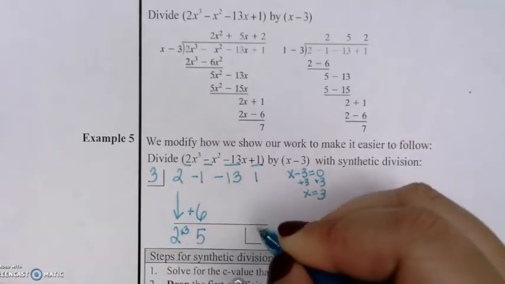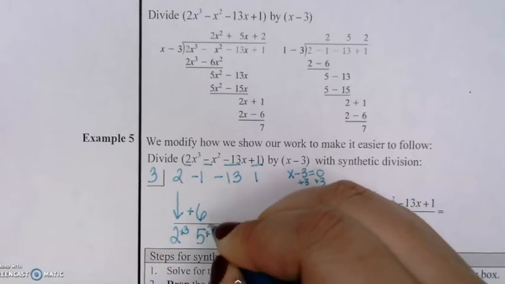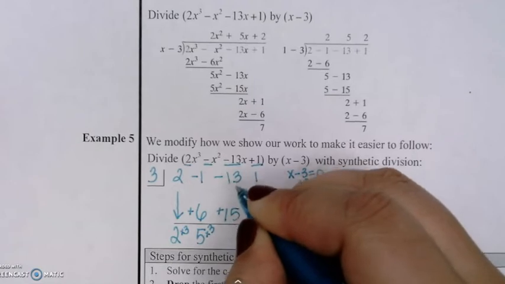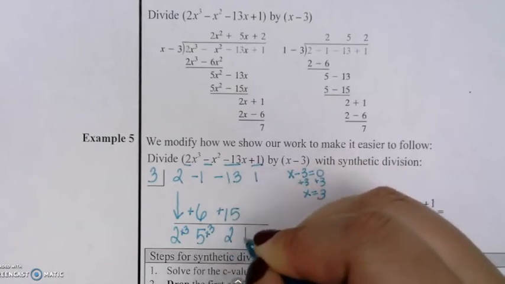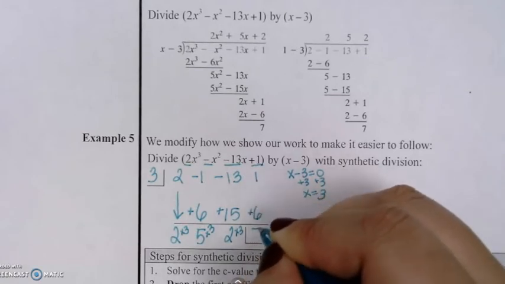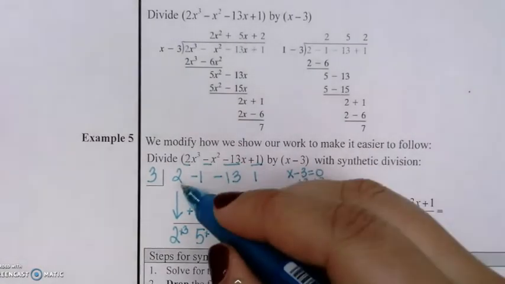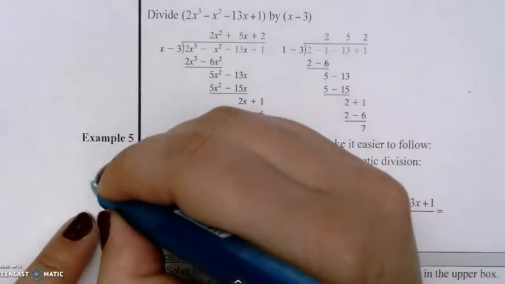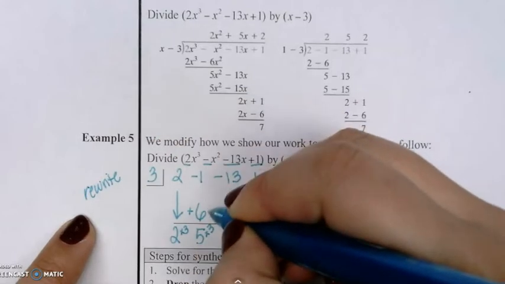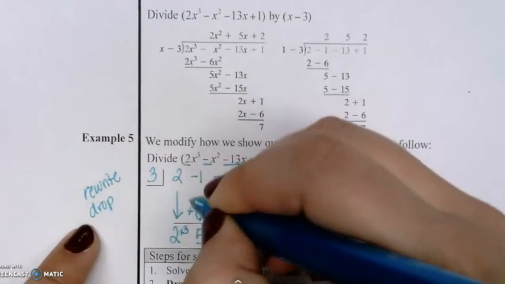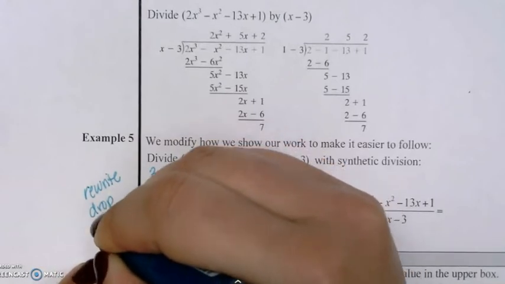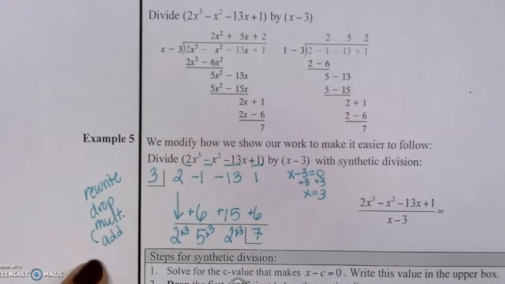And then we do it again. Multiply by 3. 5 times 3 is 15. And add: negative 13 plus 15 is 2. Multiply by 3 is 6. And add is 7. Okay, so what are the steps we did? We first rewrite, drop, multiply, add. And then we multiply and add until we've reached the end.